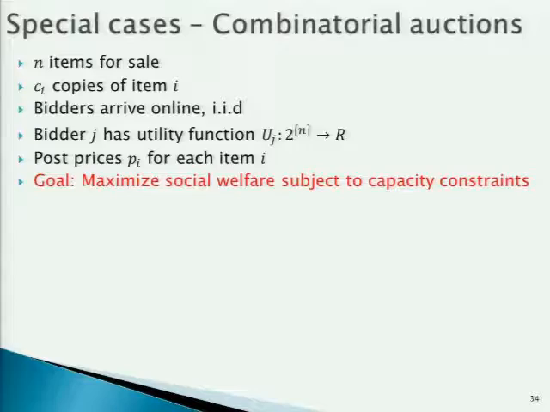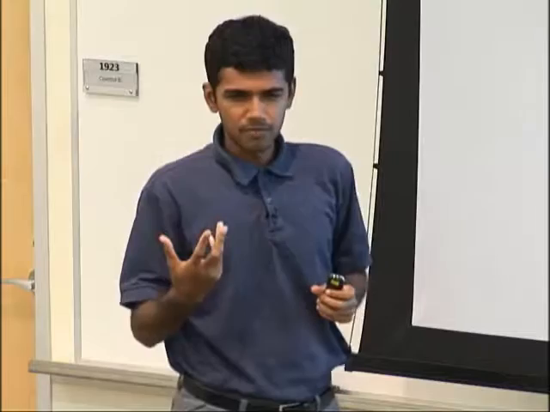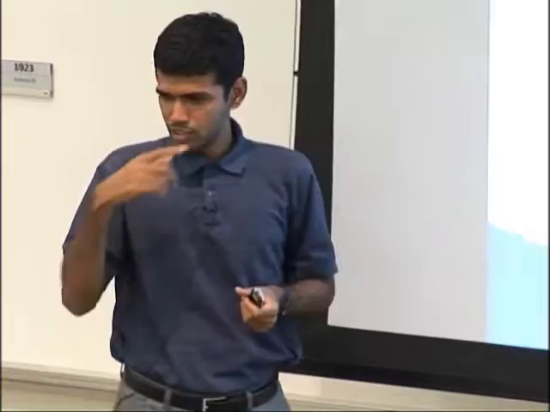So the first special case is combinatorial auctions. Here you have n items for sale, and there are c_i copies of each item, and buyers are arriving online, and these buyers have utilities over subsets of items. Since there are n items, there are 2 to the n subsets. You have utility over all these 2 to the n subsets. And the goal is to do the following. You post some prices on these items, and when the buyers arrive online, they are going to pick their favorite bundle, that is their utility maximizing bundle based on these prices.